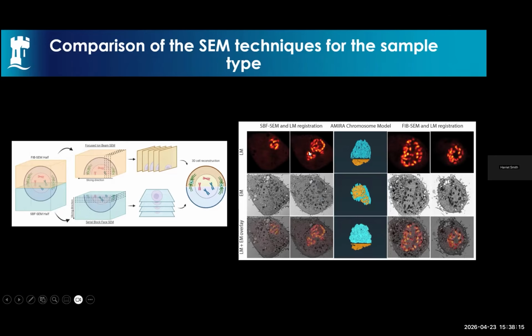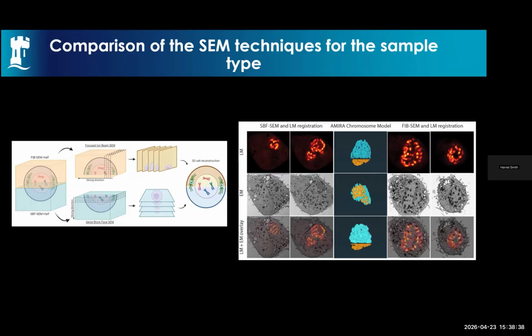So generally, the serial block face SEM for the larger samples was more consistent because it used a diamond knife to slice the surface rather than a focused ion beam. With the ion beam, we found that there was sometimes curtaining when you got to the deeper layers, which we didn't really want to happen while we were using such a precious sample type like oocytes later on.